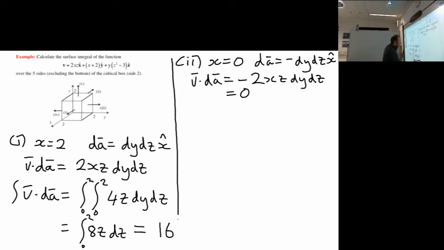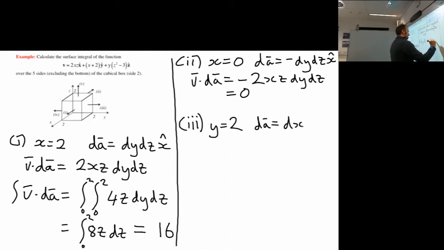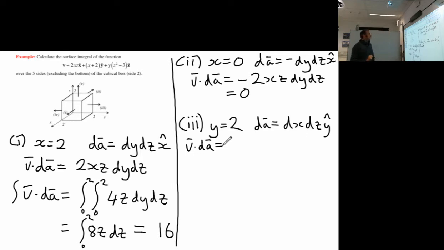Now, let's look at our third side. On our third side, y is constant at 2. So we have y is equal to 2. And our infinitesimal displacement area, dA, is equal to dx dz y hat. Okay, so y hat, of course, is a unit vector which is perpendicular to the surface we're integrating over. So now we take our dot product, and v dot dA is going to be equal to x plus 2 dx dz.